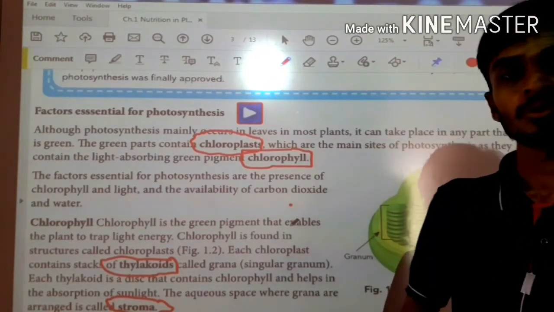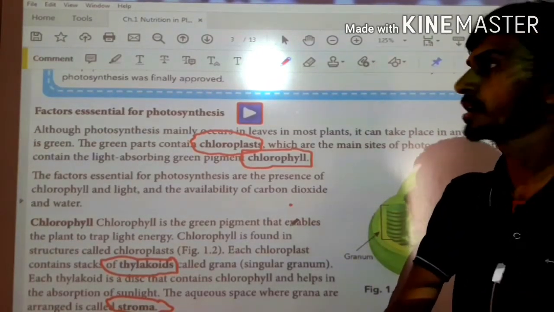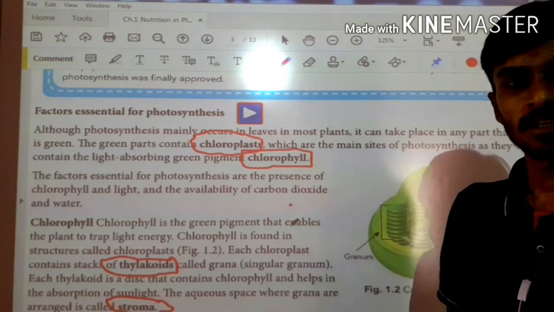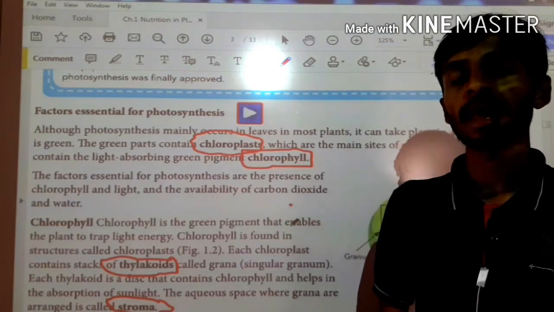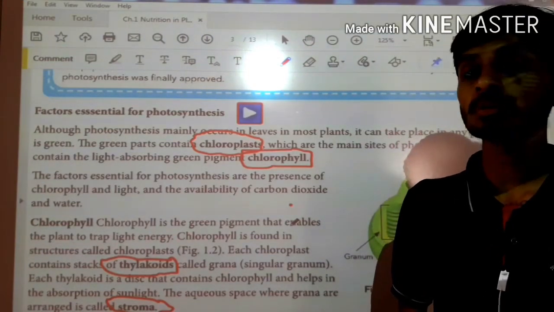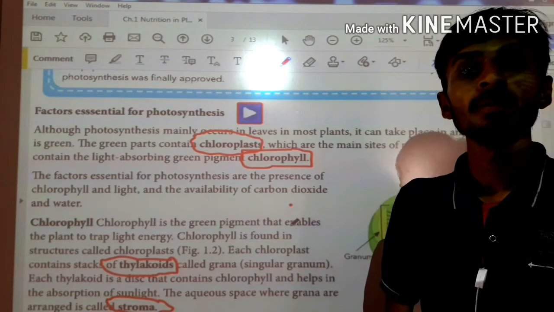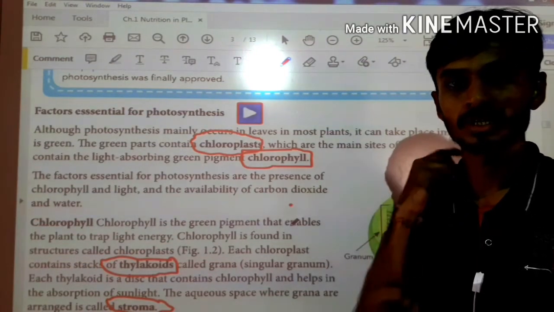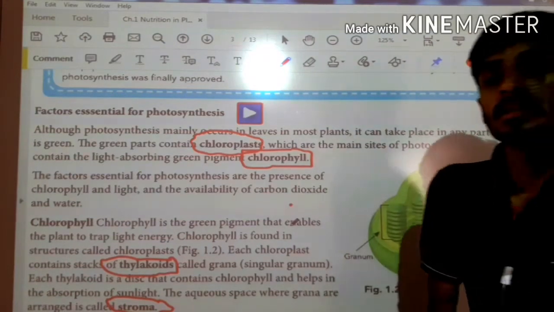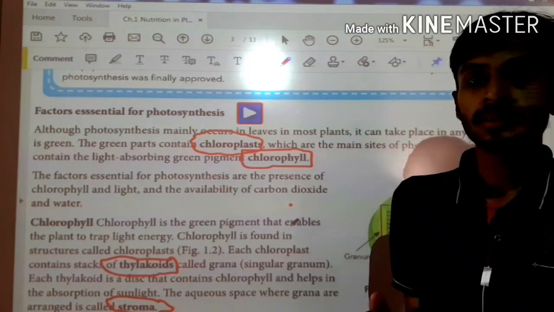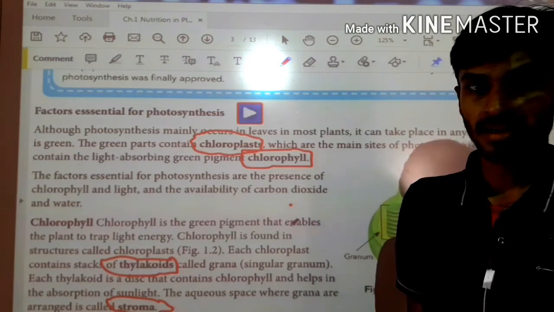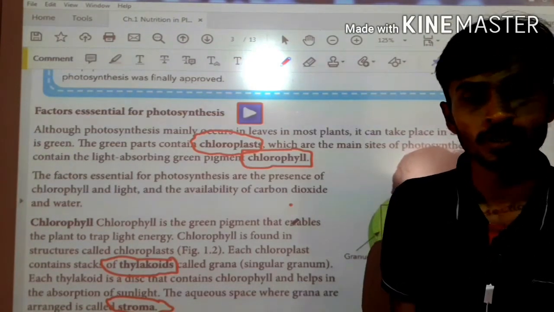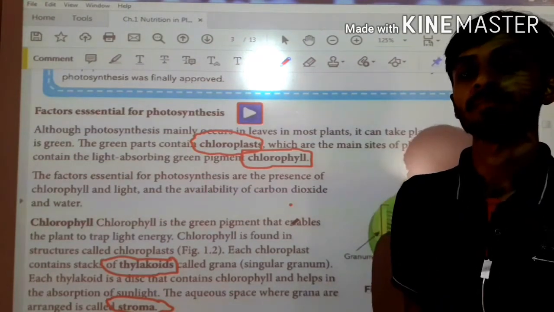Hello guys, today we are going to discuss the essential factors for the photosynthesis process. As we know, green plants have leaves, right? That means the leaves are the main part, the main site, for the photosynthesis process, right? And second, in the green leaves there is chloroplast, right? So what does chloroplast contain? For the photosynthesis process, which types of factors are required, right?